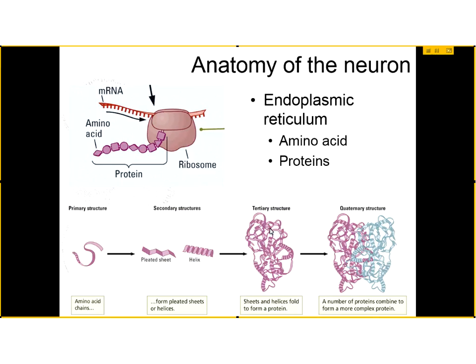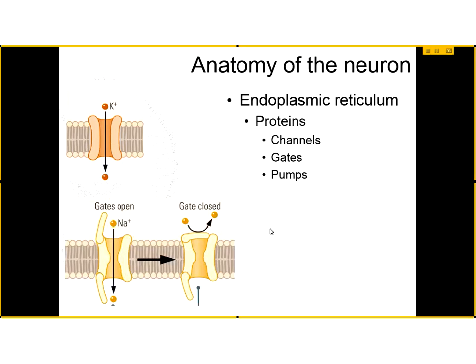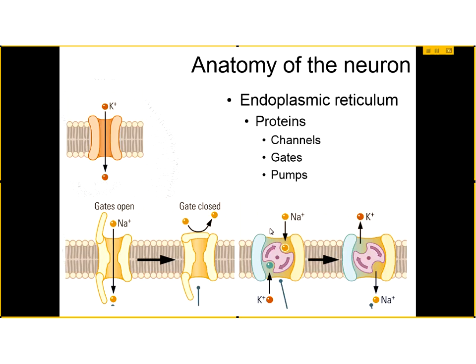Those proteins can vary in structure and complexity to where we can get quaternary structures of those proteins. Those proteins could be channels that allow ions to move across the phospholipid bilayer. They could be gates that have some conditional rules when those ions can move through, or they can be pumps where they actively move them across the membrane to serve some purpose.